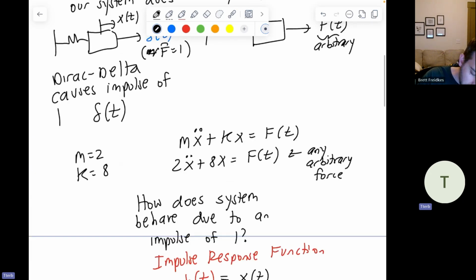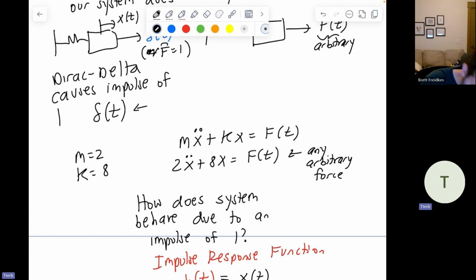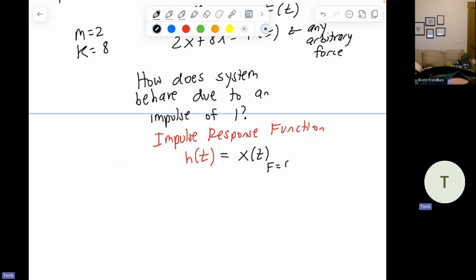Well, that's what I wrote up here. The Dirac-Delta function is what causes an impulse of 1. This is basically our input. And from a vibrations perspective, this would have units of newtons. It is a force that is causing our mass to move. So this is the same exact thing. The impulse response is the position of the mass or the output of the system when the input force is specifically the Dirac-Delta function.